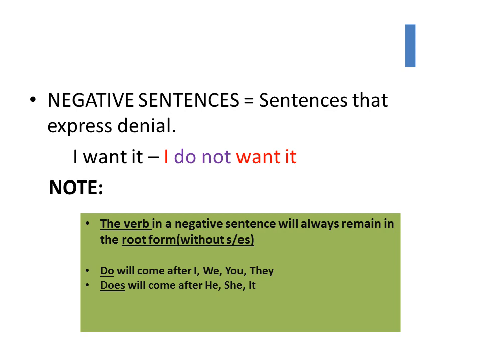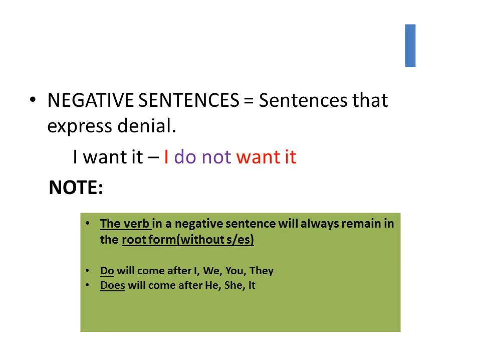I can give you an example. Let us take the sentence given in the slide. I want it is the positive sentence and the corresponding negative sentence is I do not want it. Obviously here the verb is in the root form. Now let us see what happens when the subject is he. The positive sentence is he wants it, but the corresponding negative sentence is he does not want it. Look at the verb, it is want, not wants. So, in a negative sentence, even if the subject is he, she or it, the verb will always remain in the root form.